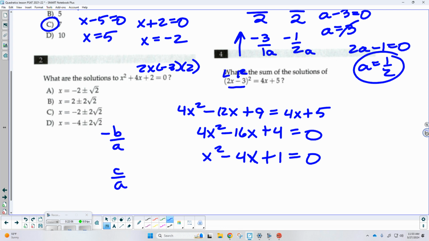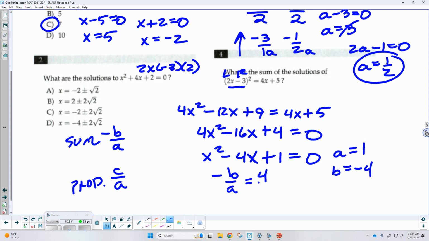C over a is the sum? We're very close. There we go. So this one right here is the sum. This one right here is the product. So I don't even need to work through it as long as I have the values of a and b that I need. I see that a is equal to 1. I see that b is equal to a negative 4. So let's go ahead and plug it in. The opposite of b over a, well, that would be positive 4 over 1. So whatever my two roots are, if I were to add them up, I should be getting 4.